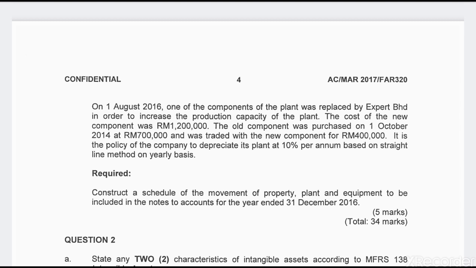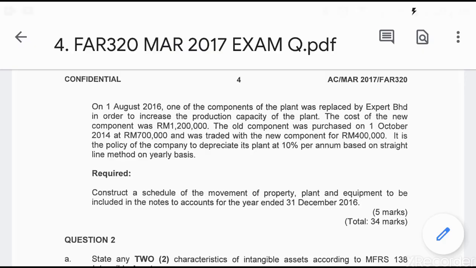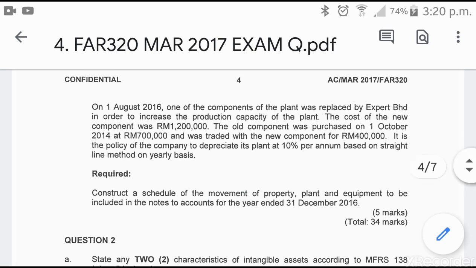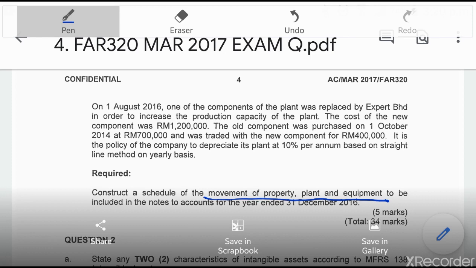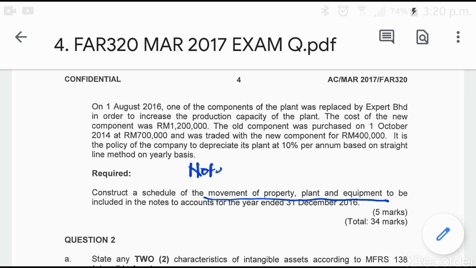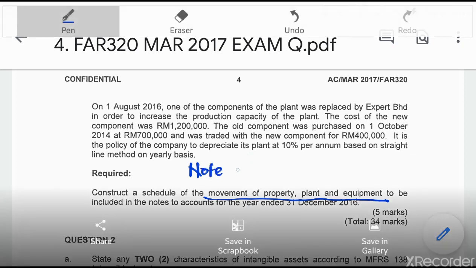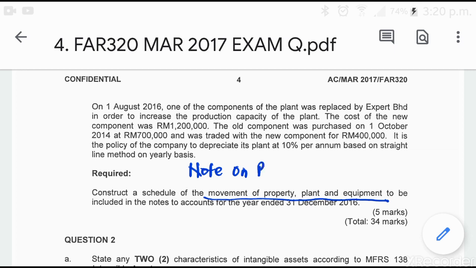So you are asked to construct, particularly, the movement of property, plant and equipment. And in your previous FAR320, you may have noticed that this is also known as notes to the account, and this is actually notes on PPE.